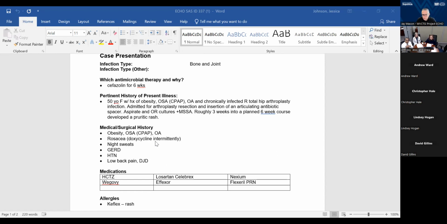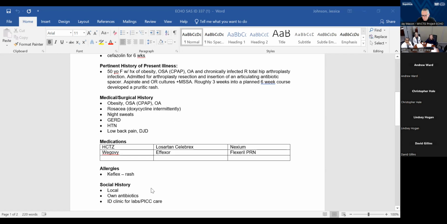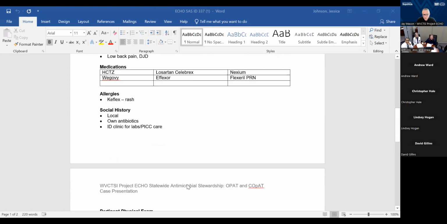I already went through her past medical history as well as medications. We have these listed. I'll draw your attention to the Effexor and Flexeril to come back to. Another thing I wanted to mention was that she did have a known allergy to Keflex, which we'll come back to as well. In terms of her pertinent social history, she was local. She was going to infuse her own antibiotic and just come to ID clinic for her PICC dressing changes and her labs.